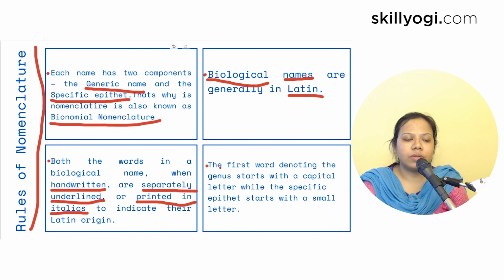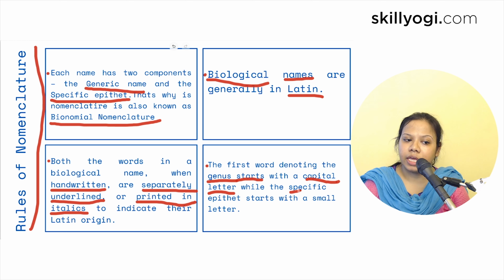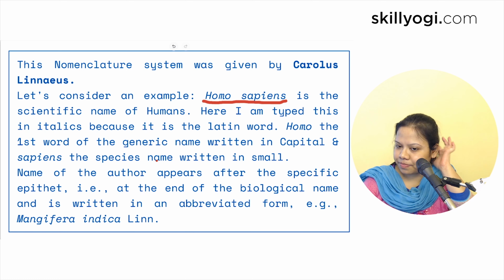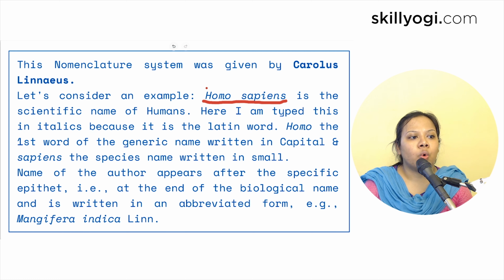And the last one is the specific and generic epithets: the genus name starts with a capital letter, and the specific epithet, or the species name, starts with a small letter. This is the scientific name of human, that is Homo sapiens. So here Homo is the genus name and sapiens is the species name.